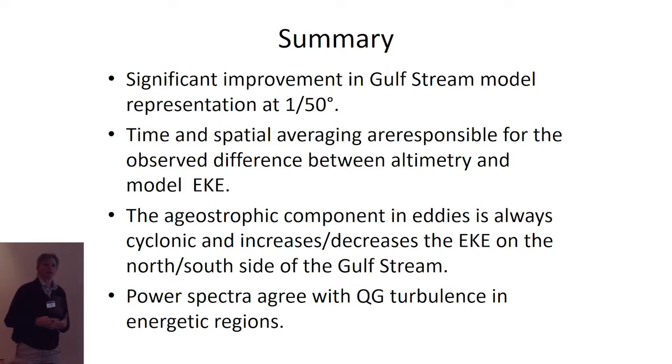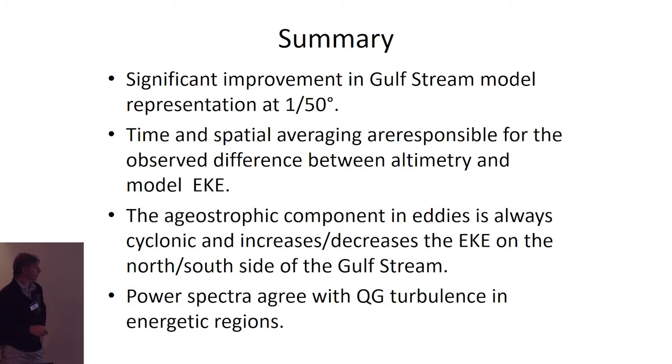So in summary, there is a significant improvement in the Gulf Stream representation at 1/50th degree. There is a bit of a regime shift taking place. My hand-waving argument is that the increase in eddy activity, especially submesoscale eddy activity, allows the inertial gyres to establish themselves north and south of the Gulf Stream, which does not happen in the other ones. And time and spatial averaging is one of the main reasons for the observed difference between the altimetry and the model EKE, at least in this simulation.